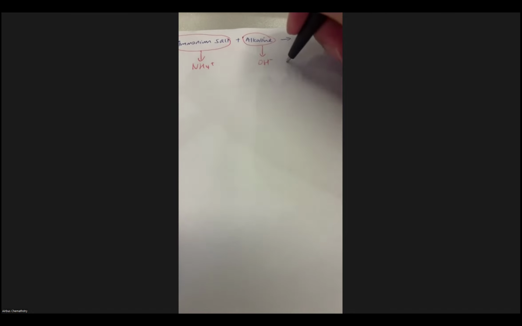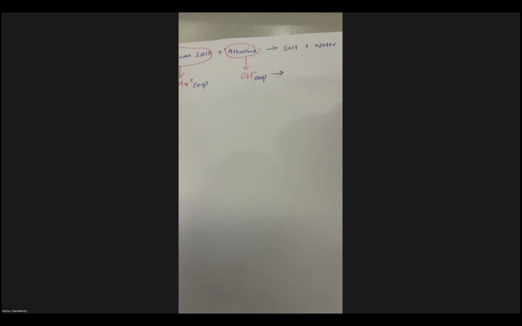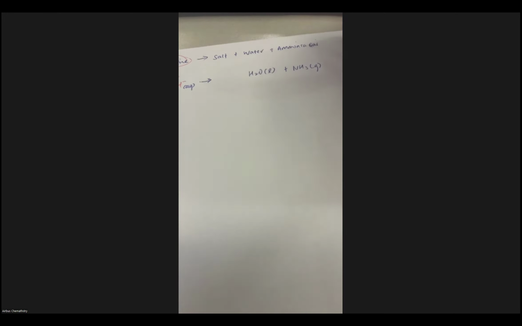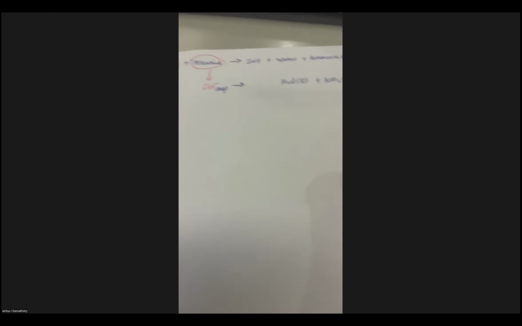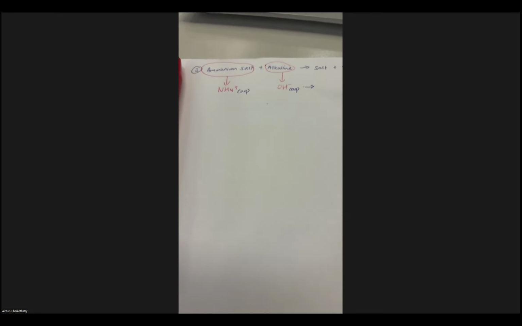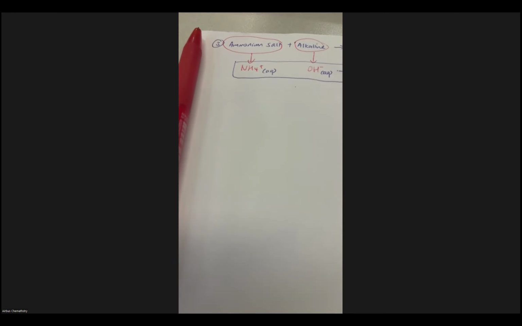We copy here, right? Not forgetting the state symbols, right? Then this is going to be H2O liquid plus NH3 gas. Then you check whether the equation balances. The answer is yes. So there you go. This is your ionic equation.